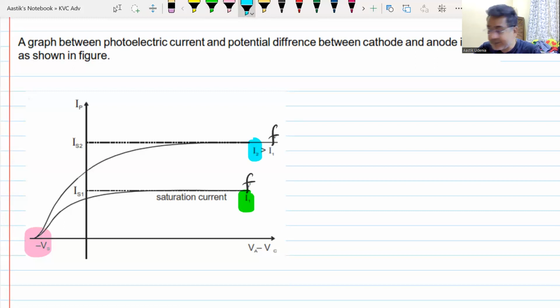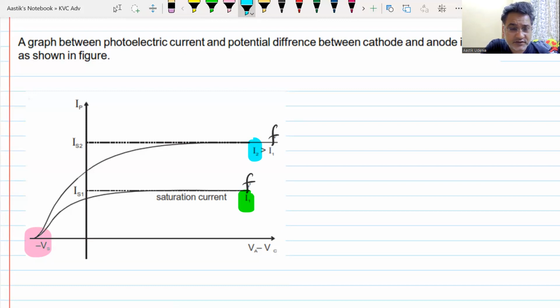As you can see, if you want to increase the saturation current, you have to make more photons fall. More photons falling will emit more electrons. More photons falling means the number of photons has to be increased. That means you have to increase the intensity. Do we understand this? Yes.